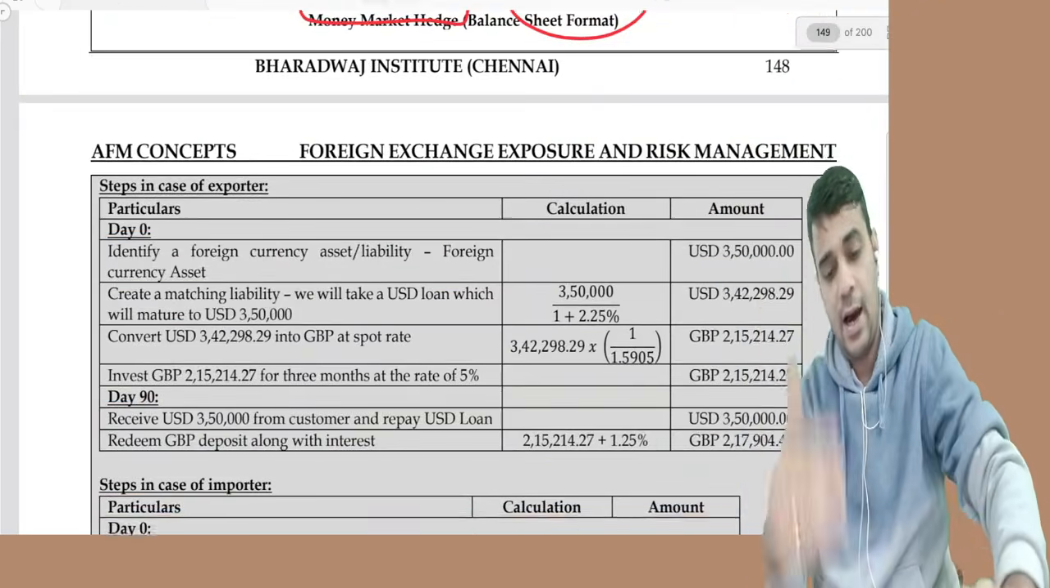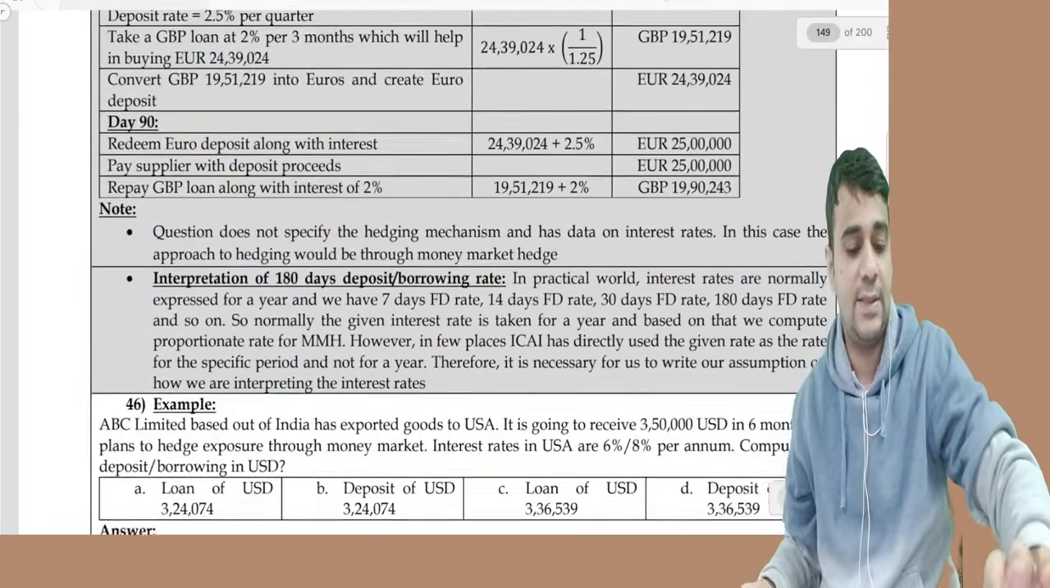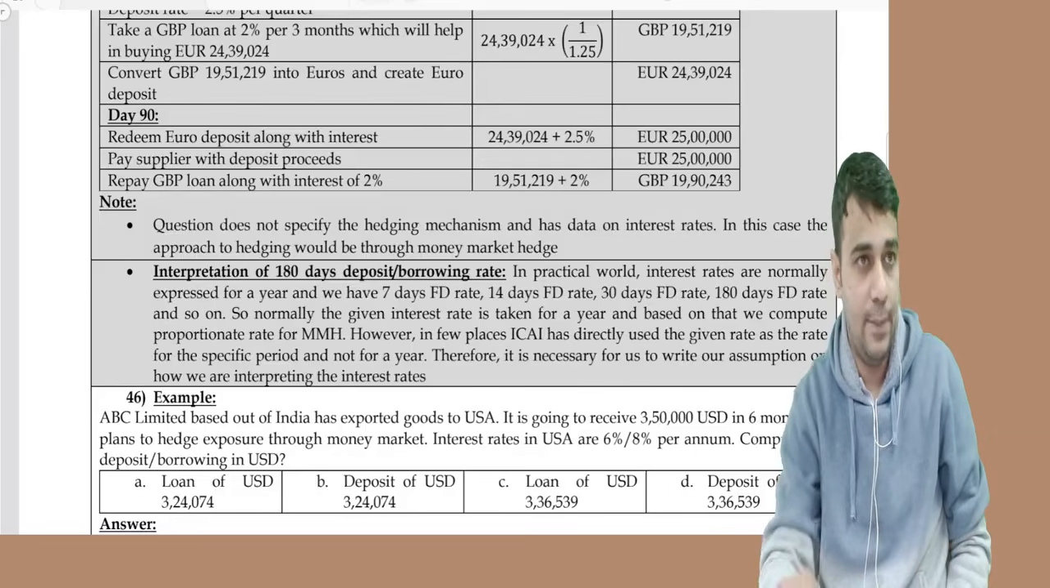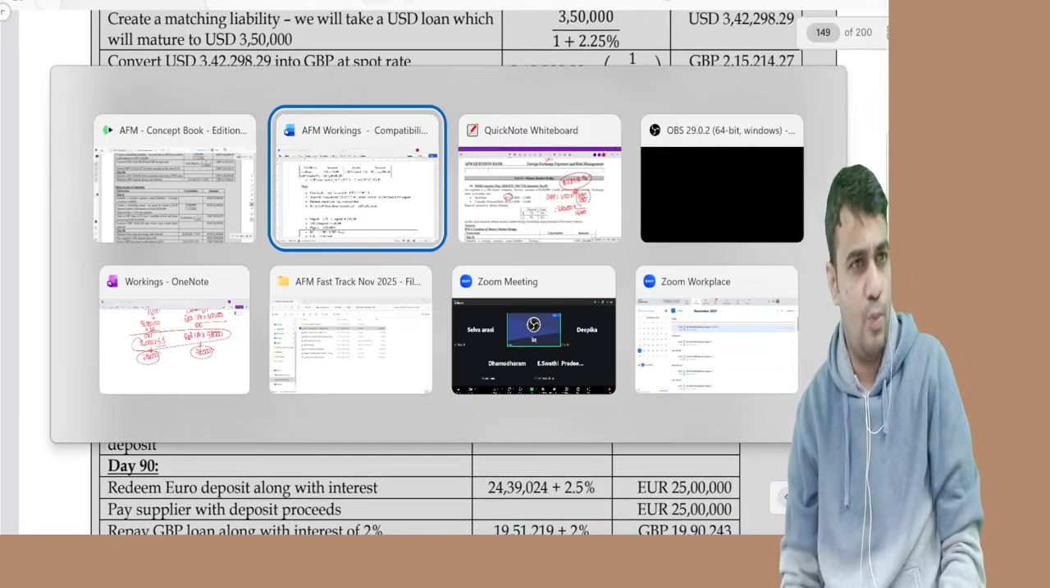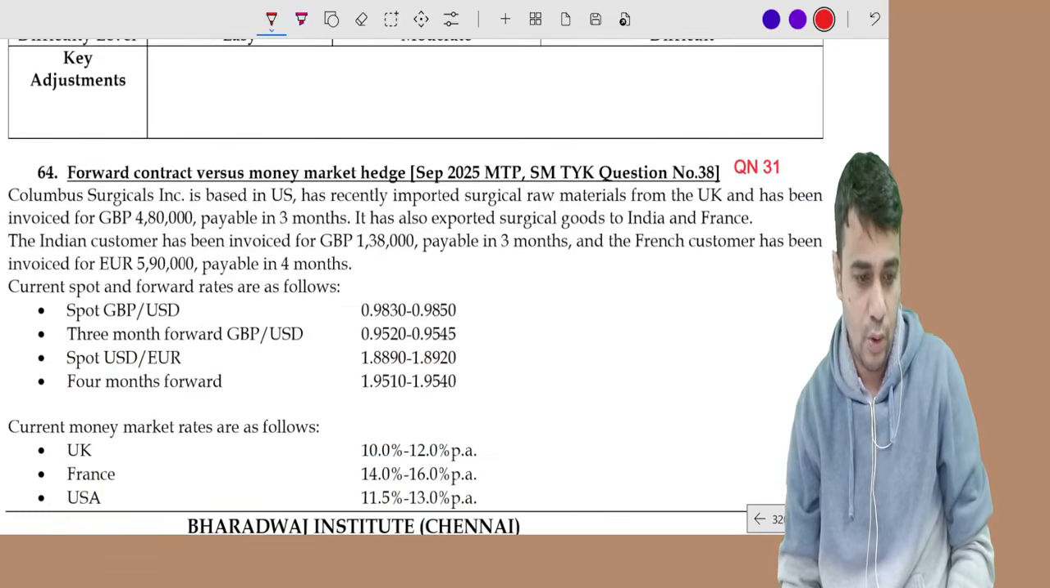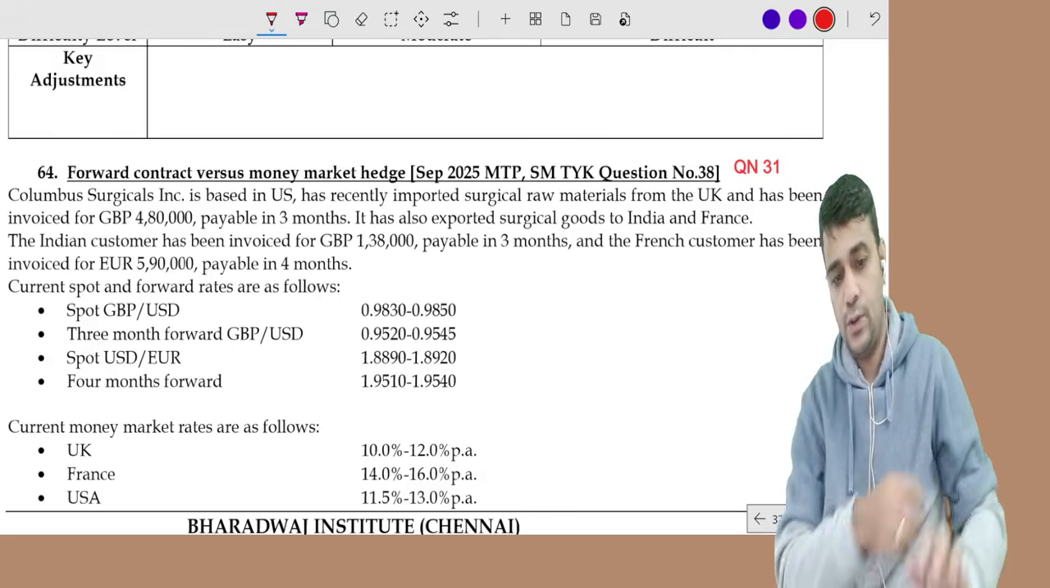Detailed steps are there, but whether you do detailed steps or not, I have no problem. Clear? Any doubts on this? Able to understand this? Maybe one or two more questions on money market hedge. Go through 64.